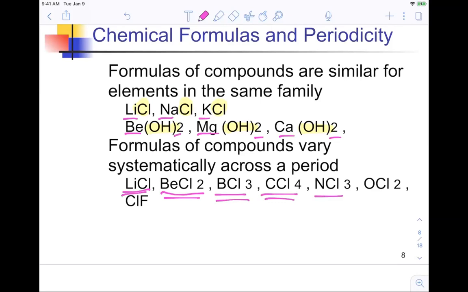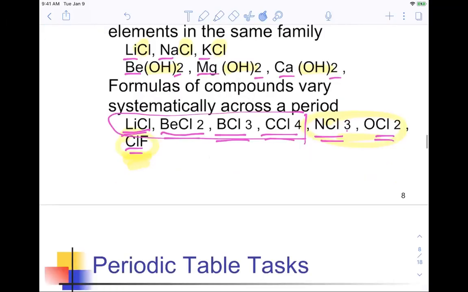These guys are a little more complicated and it's maybe not as obvious to see, right? But when nitrogen combines with chlorine, it only needs 3. Oxygen only needs 2. Chlorine combining with fluorine only needs 1. These are ionic compounds, and these are covalent compounds. So these are not necessarily easy to predict, and we talked about that earlier. So I wouldn't ask you to predict something like that.